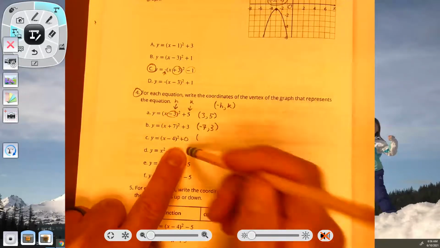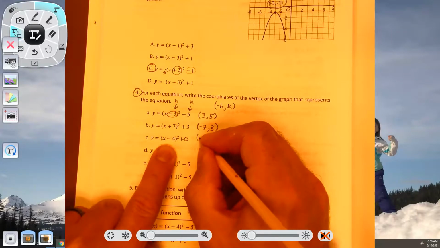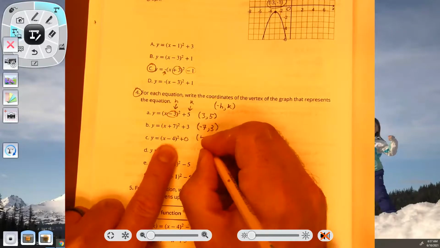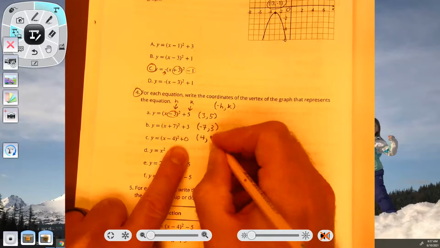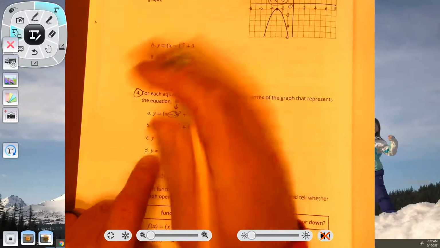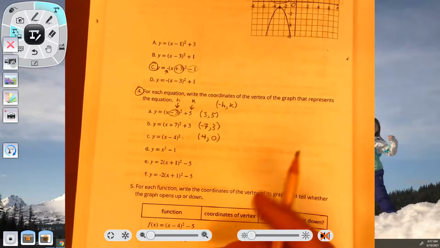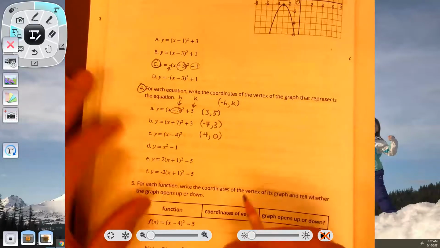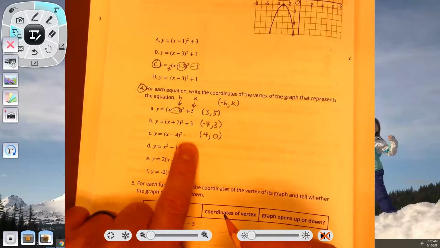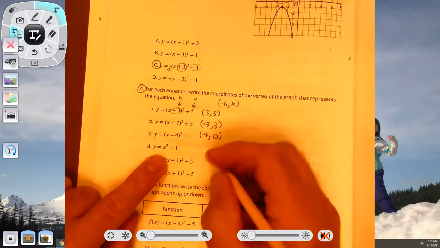Okay. Now this isn't in your book. I just wrote this in. So this means the coordinates of this one are going to be the opposite of the sign. So +4, +4, and 0. Just because there's nothing here doesn't mean there's no y coordinate, right? It just means we could add a +0, and that's what the y coordinate of your vertex is going to be.